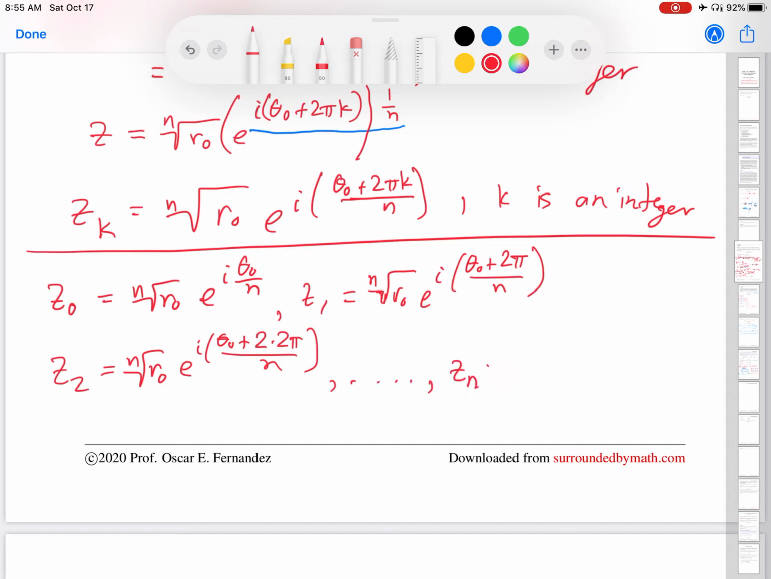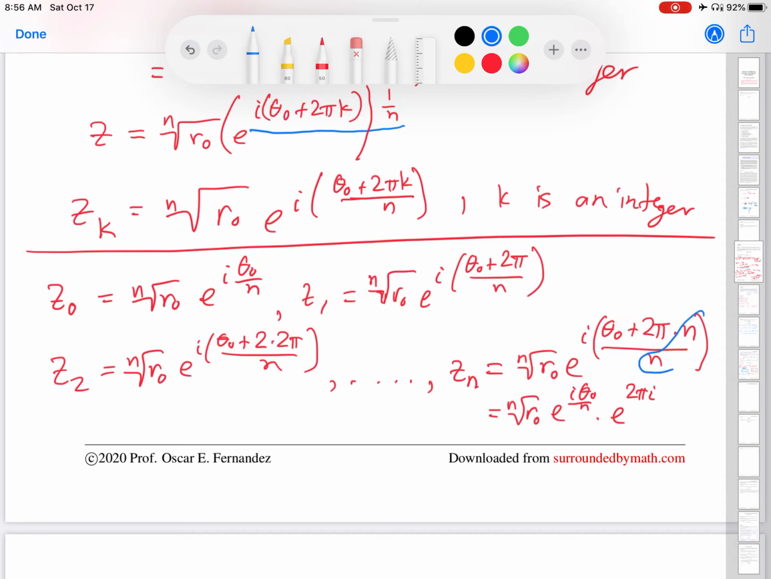All right, if I keep writing out these roots, let's see what happens when I get to z sub n. So it's going to be the nth root of r sub 0, e to the i, theta sub 0 plus 2 pi times n, right? Again, this is my k value, so that goes right here. So I'm multiplying by n over here. Okay, so 2 pi times n all over n. And now notice that this simplifies. This is the nth root of r sub 0, e to the i theta over n, times e to the 2 pi i, because these n's go away.